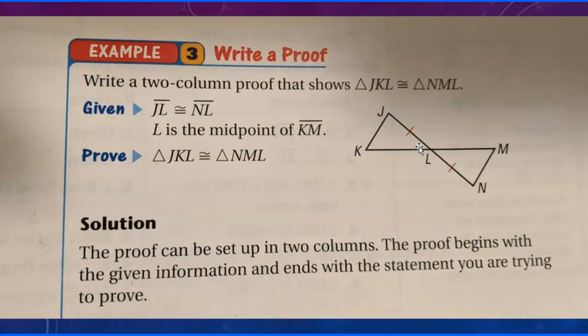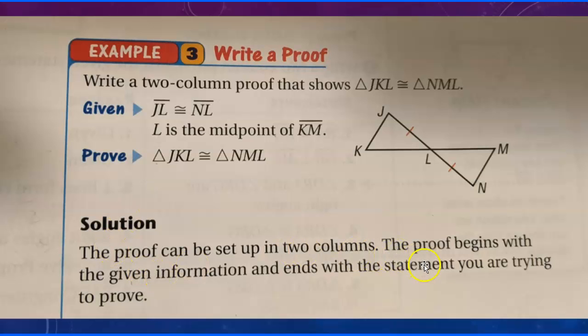All right, good. They tell me that JL is congruent to NL. I'm also going to make an assumption now that L is the midpoint of JN. I might need that, I might not, but I'm probably going to write it down somewhere. They also tell me that L is the midpoint of KM. That means that some other things are going to be equal here. I'll let you think about that. And here's the thing they want me to prove.